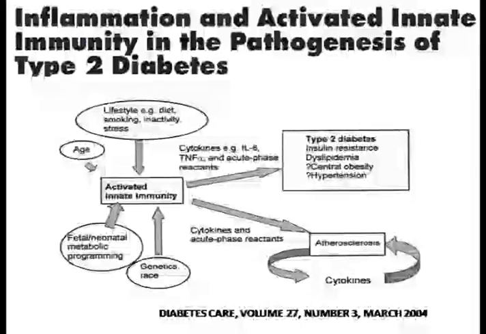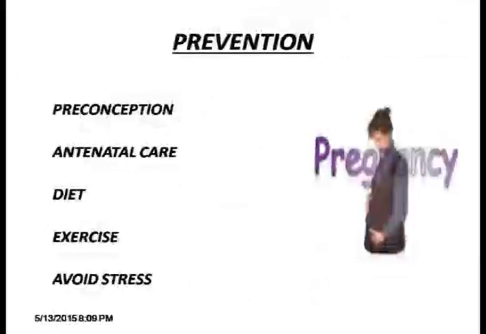Nothing can be done about the age, but yes, fetal and neonatal metabolic programming can be done, and genetics and race, nothing can be done. So two aspects which can be tackled before actually inflammation has started is the lifestyle and fetal and neonatal metabolic programming. So what does that mean? That means at the preconception level, mother should be euglycemic, take good care of mother during antenatal care so that fetal programming occurs in a better manner, diet, exercise, and avoiding stress, so that children are born by normal vaginal delivery instead of cesarean delivery, because that microbes exposure is something different.